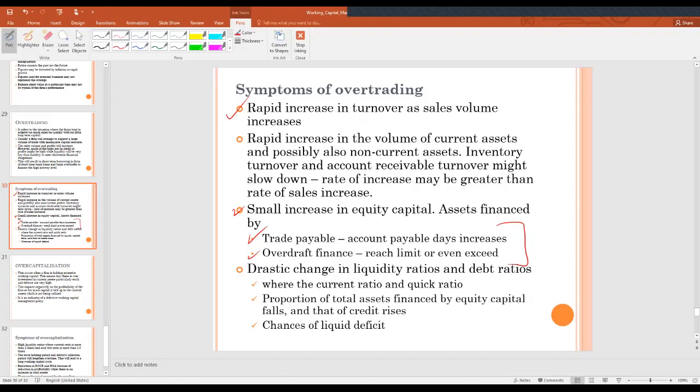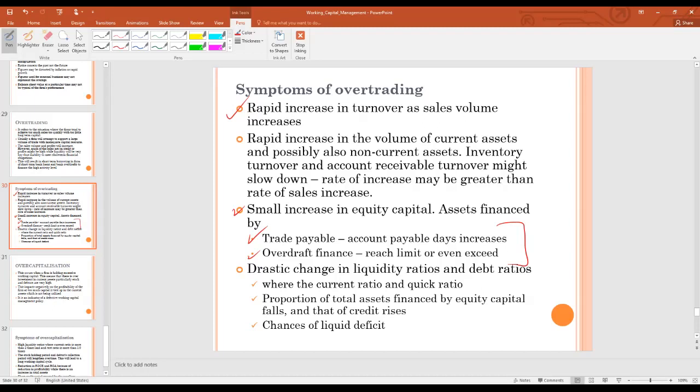So first you see that sales will be increasing, and the increase in long-term capital will be really minimal. To finance the need, because you're not financing using long-term, you finance using short-term, then there'll be an increase in the company's short-term finance sources.